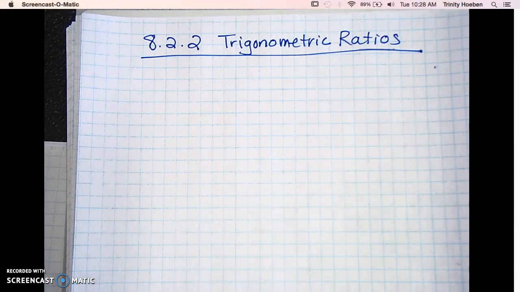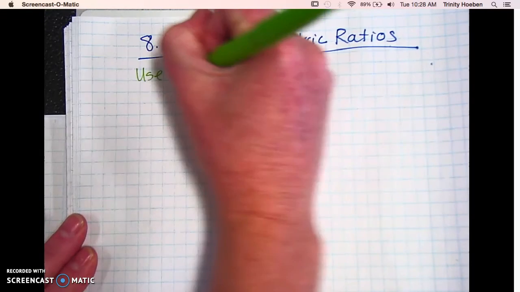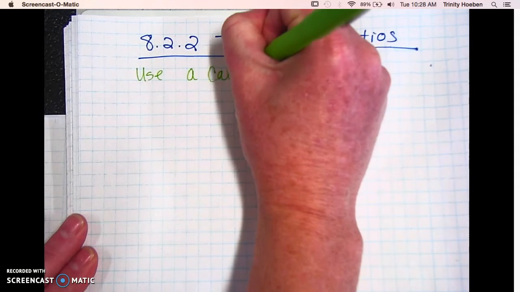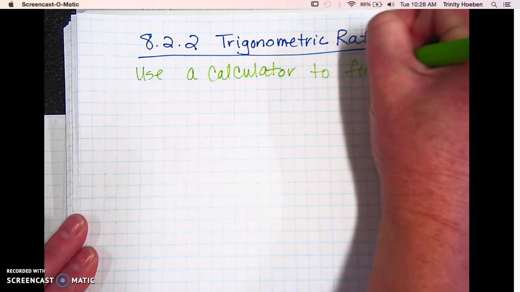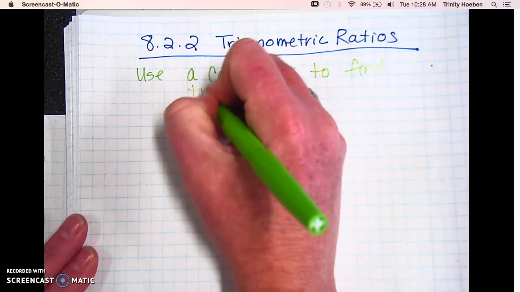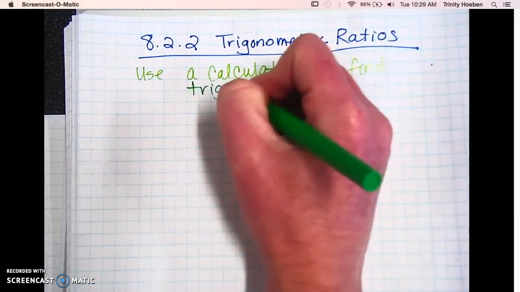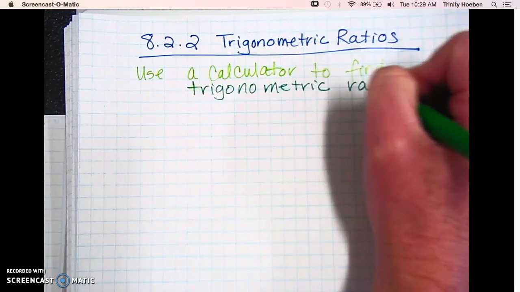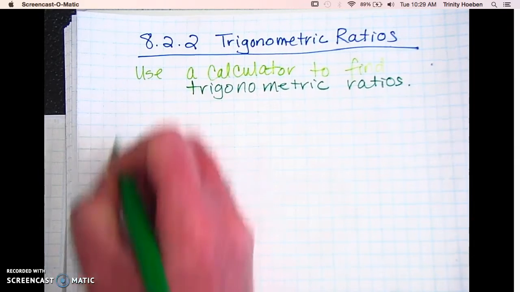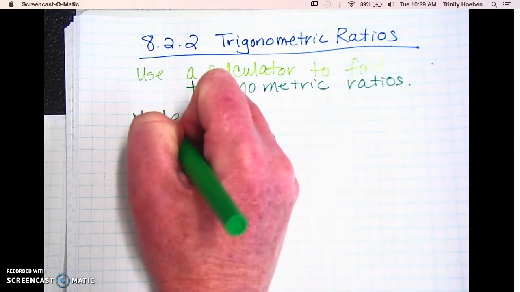So today we're going to do the second half of the lesson on trigonometric ratios. We're actually going to use a calculator in order to find some trigonometric ratios. And the first thing that you need to know is that your calculator has something called a mode.